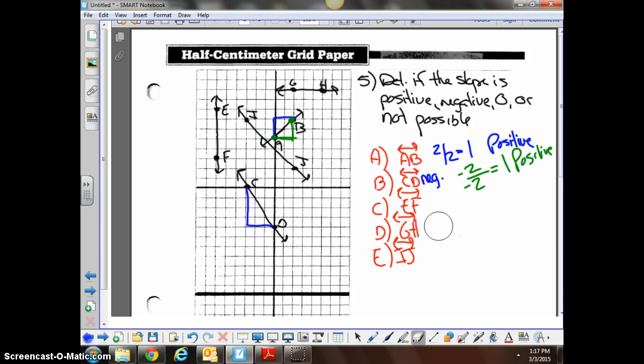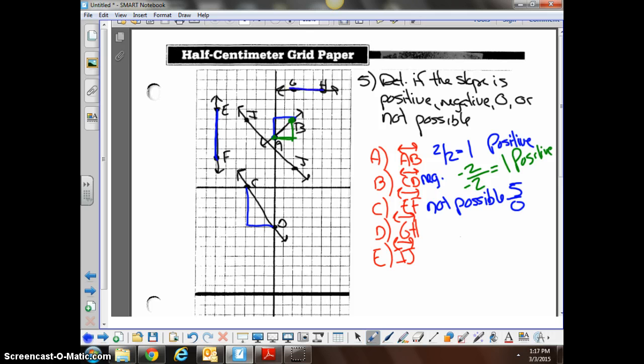Let's just finish the rest off. Line EF: positive, negative, 0, or not possible, Nafisa? Not possible. And why? So the rise is what? 1, 2, 3, 4, 5. So 5 over 0. Can you divide a number by 0? No, so it's not possible, right?